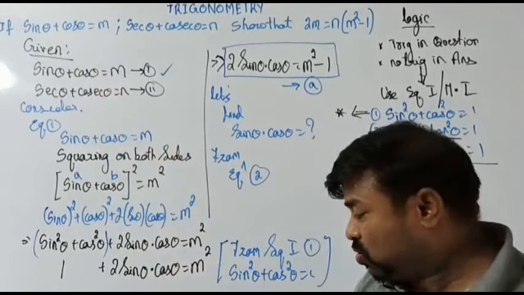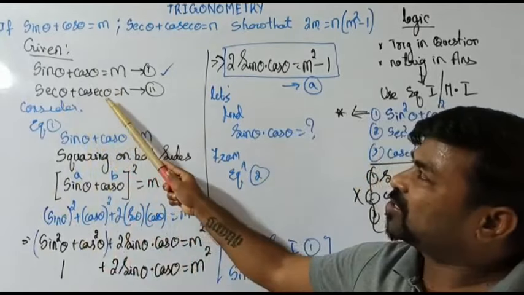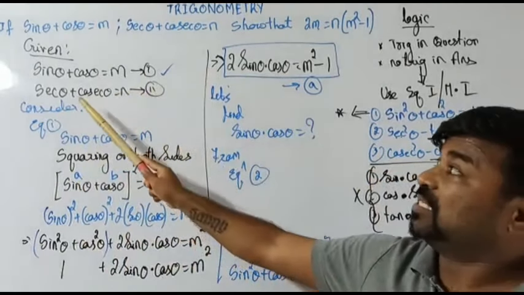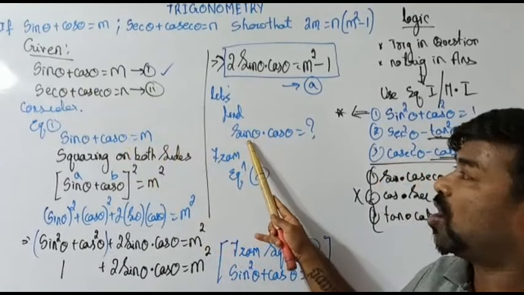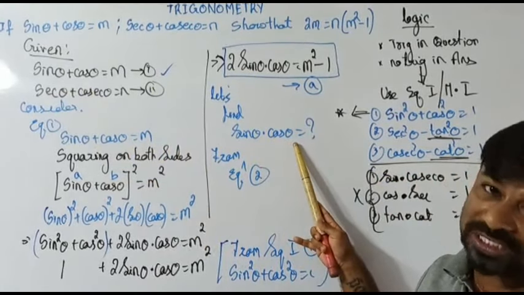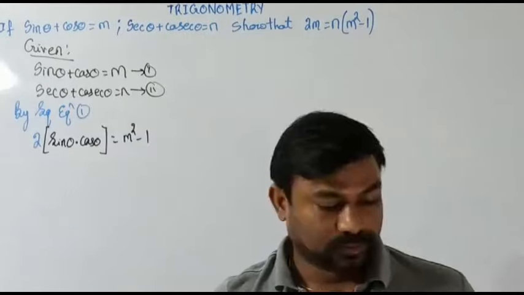What is equation 2? It's nothing but secant theta plus cosecant theta is equal to n. But please remember, it is in terms of secant and cosecant, but what we want is sin theta and cos theta. Let's work on it.